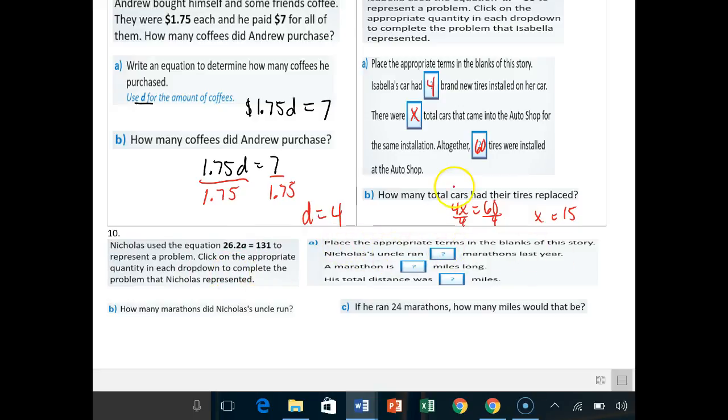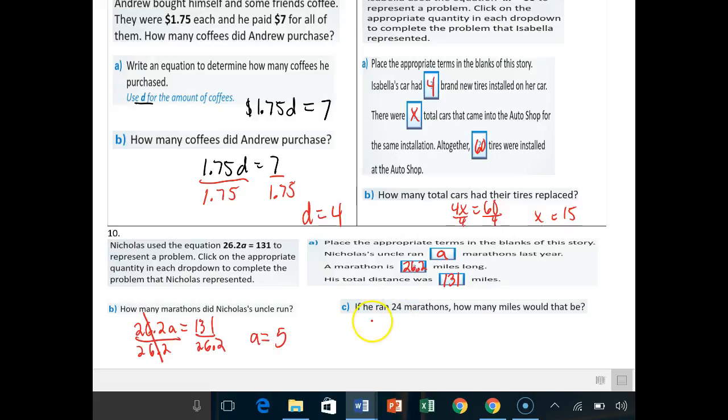So Nicholas' uncle ran a marathons last year. We don't know how many he did. But we do know how long a marathon is. It's 26.2 miles. And we know his total distance was 131. So if I wanted to set up an equation, it's 26.2a, just the exact one they gave us. And to solve for how many marathons he ran, I just divide. So those cancel out, and I get a is equal to 131 divided by 26.2. He ran 5 marathons. That's a lot of marathons.